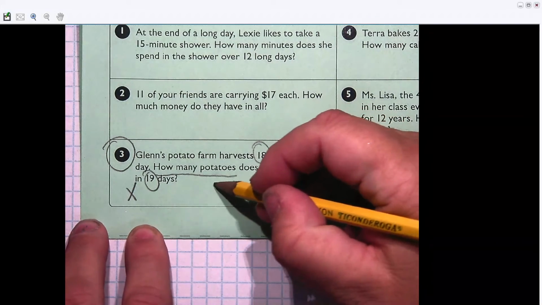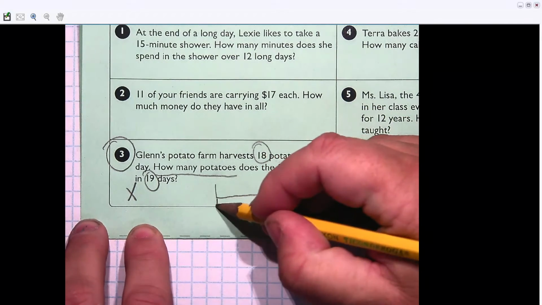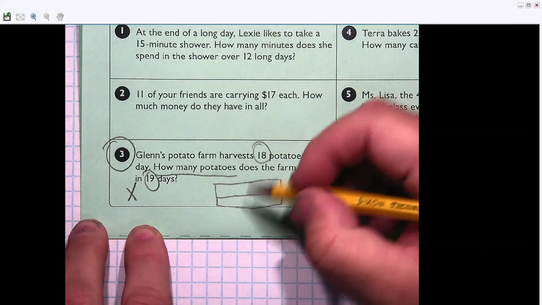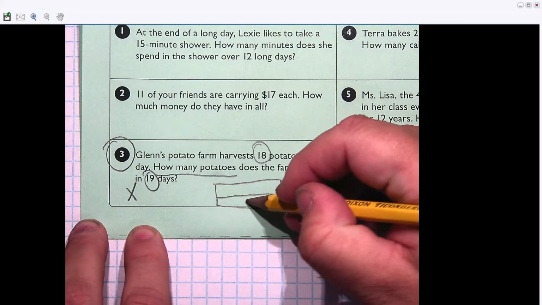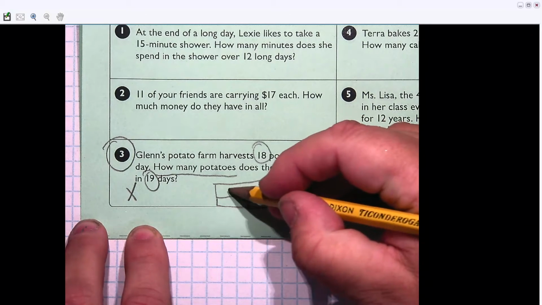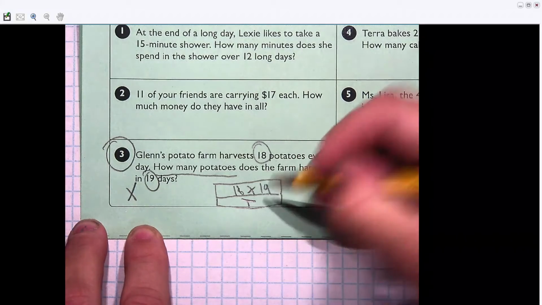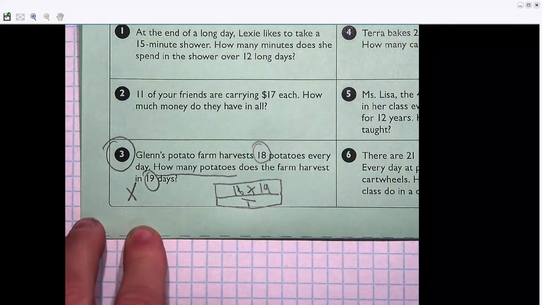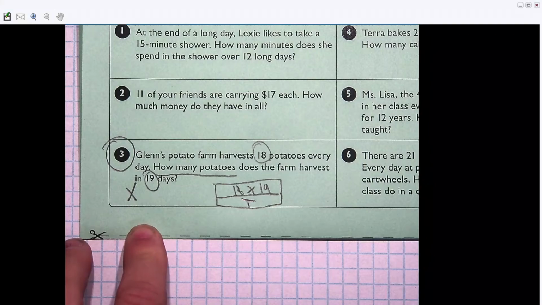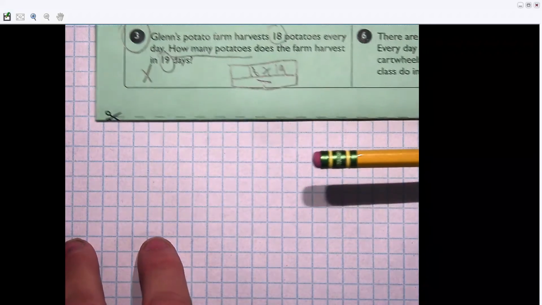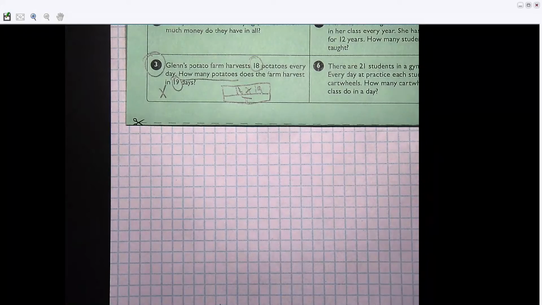I'm going to show you quickly, because we are going to be talking about strip diagrams. I would draw a strip diagram, and this would be my total at the bottom here. And then I would write in here 18 times 19. So that can get me started on my thinking about how to solve this problem. I'm going to use the grid paper to create a model of this problem right here. So I'm going to blow this out a little bit so we can see.